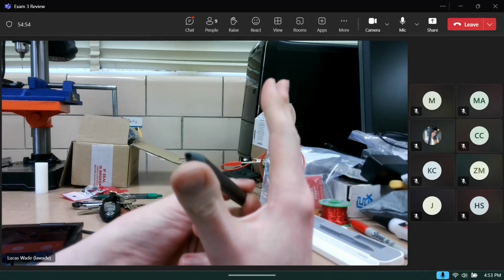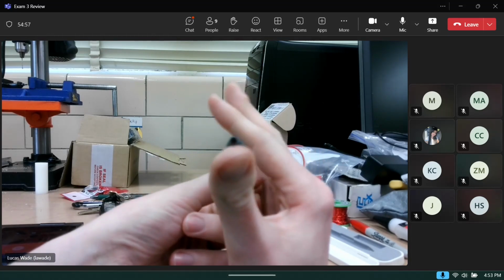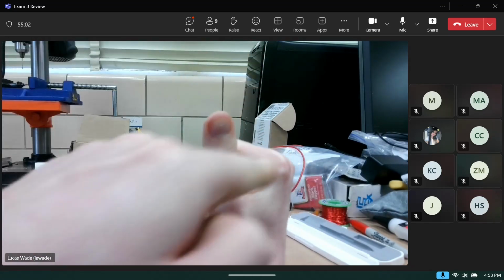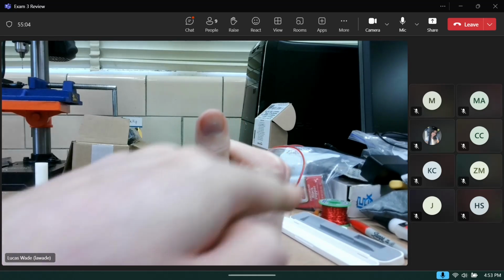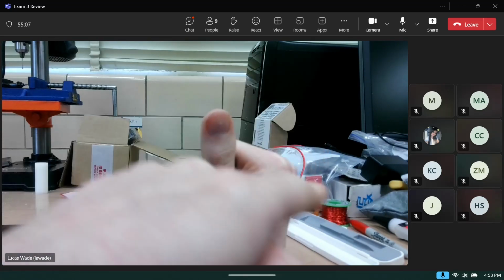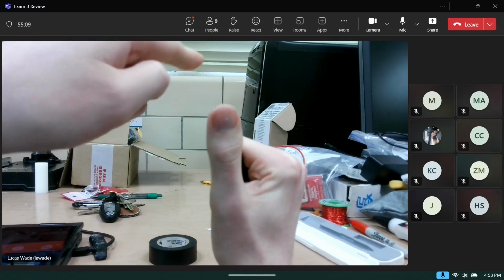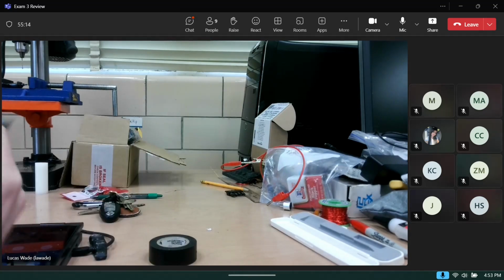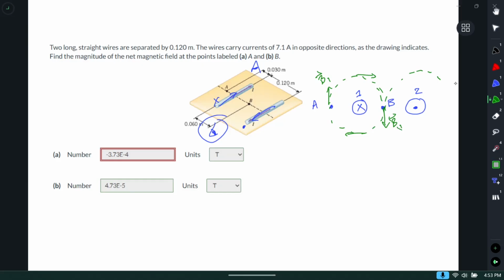So in this case, the current's coming out towards you. I grab onto the wire. That means the field circulates around like that. So over here, I'm about to go up. If I keep going up to the top, I'm about to go to the left. Over here, I'm about to go down. And then down here, I'm about to go to the right. So that's how this field circulates, something like that. And so I can see that at point B, wire 2's field points down.